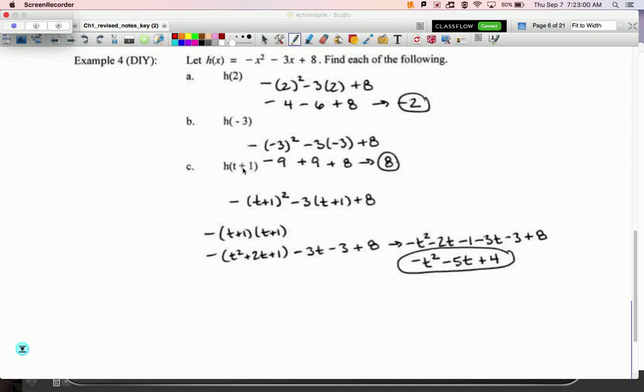Now the t plus 1, we haven't talked about FOIL or the box method, but t plus 1, remember, you want to write it out so that you have 2 of them. Multiply those two together. T times t is t squared. T times 1 and 1 times t, you end up with 2t, that middle term, and 1 times 1 is 1. We'll talk more about that when we get into chapter 2. But now take this negative sign and distribute it to all 3 terms. And so this should be our final answer.